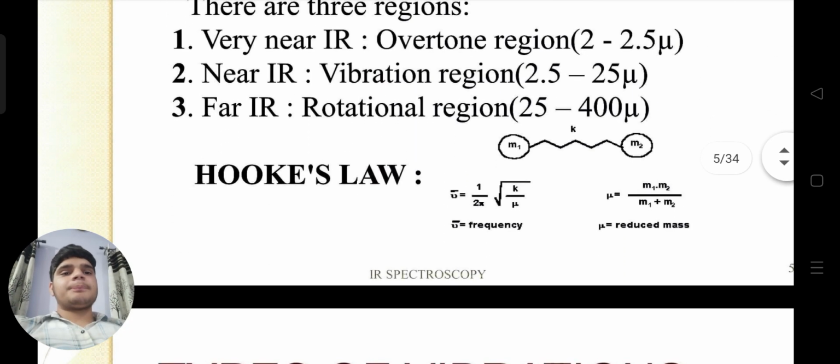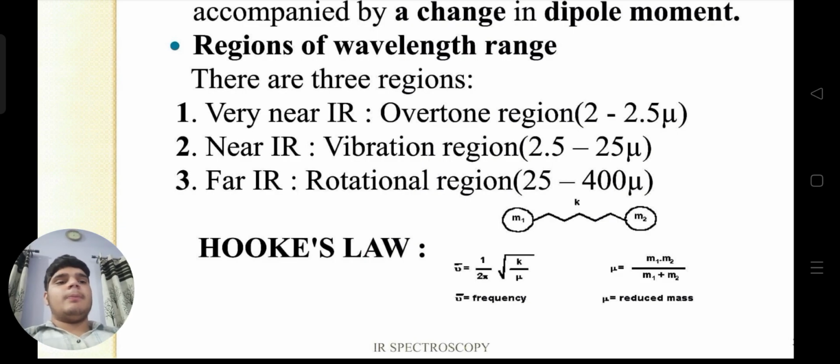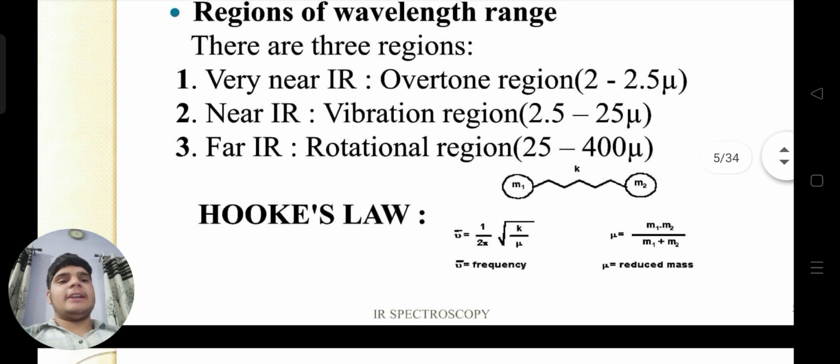Hooke's law is also used in IR spectroscopy, in which a mass m1 and a mass m2 are placed at some distance, with force constant k, and the frequency is given by 1 upon 2π times the square root of k upon mu, where mu is the reduced mass, calculated by the multiplication of both masses in the numerator upon the summation of the two masses in the denominator. Then by putting in the values we will get the frequency.